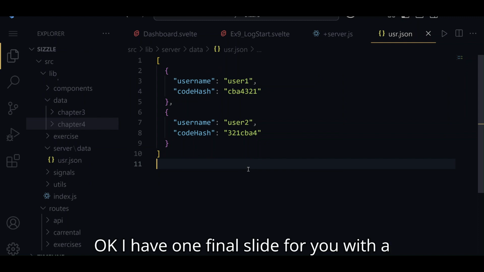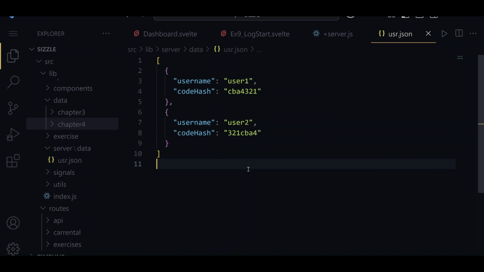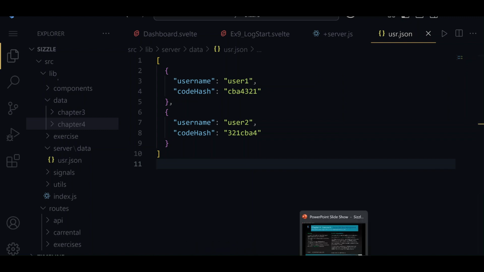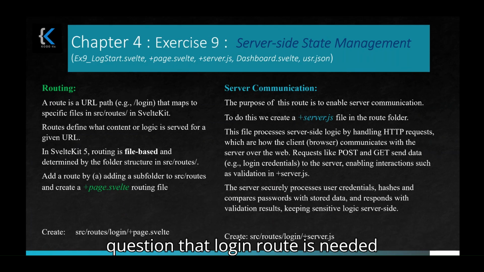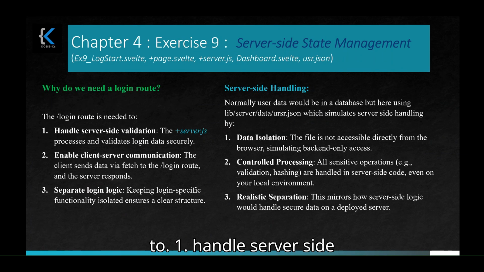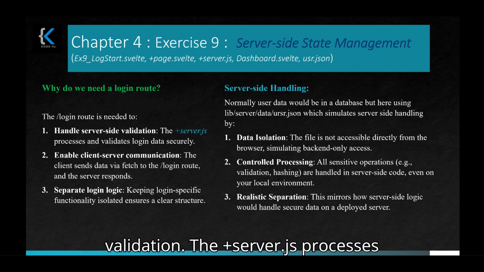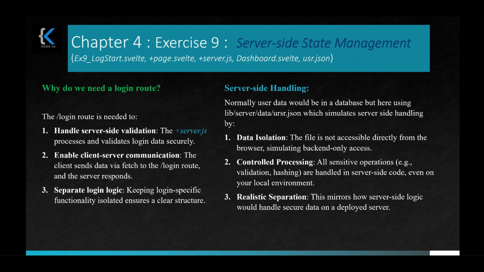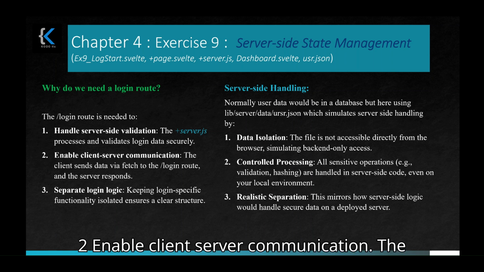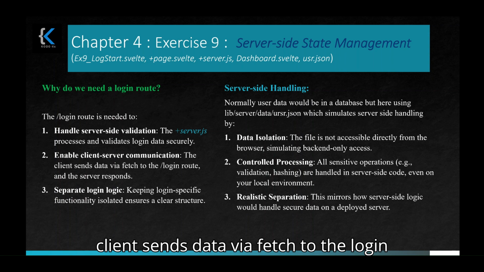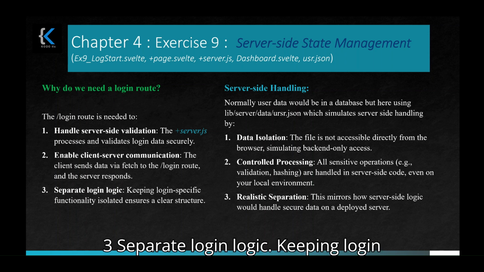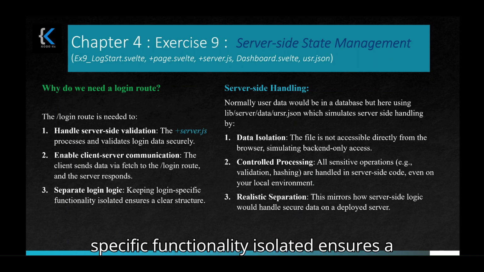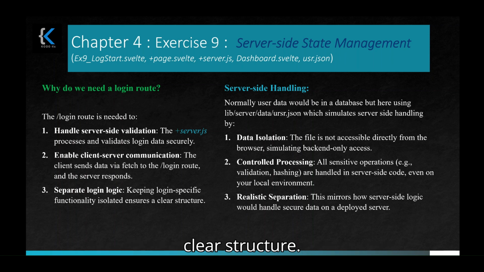Okay, I have one final slide for you with a few more details. Why do we need a login route? Good question. That login route is needed to 1. Handle server-side validation. The +server.js processes and validates login data securely. 2. Enable client-server communication. The client sends data via fetch to the login route, and the server responds. 3. Separate login logic. Keeping login-specific functionality isolated ensures a clear structure.